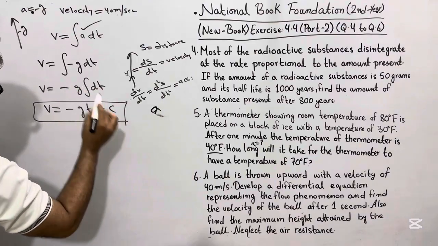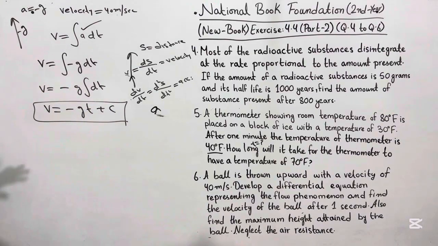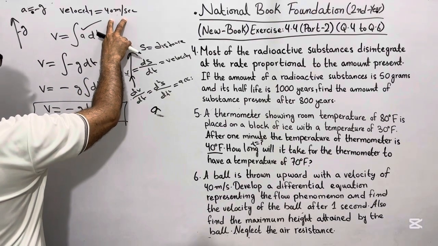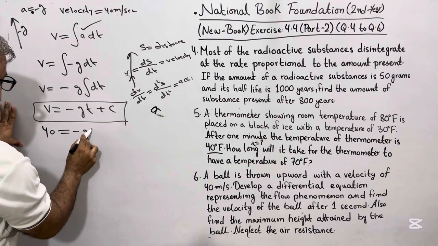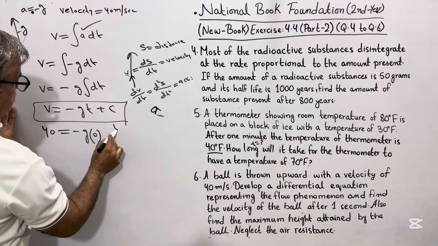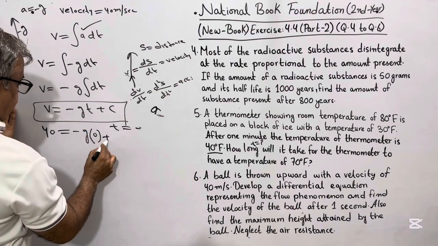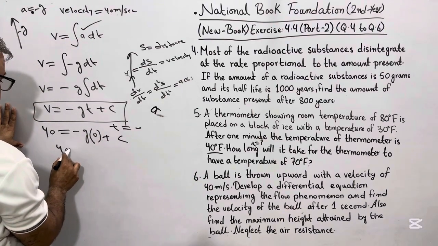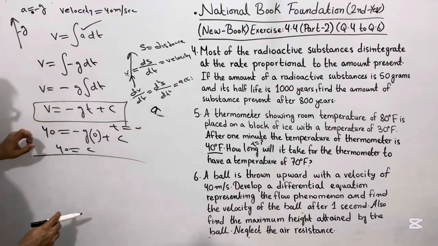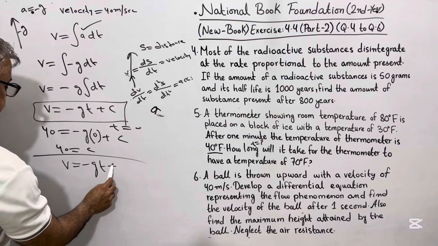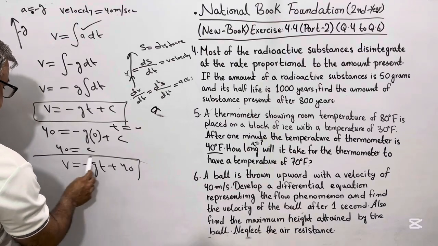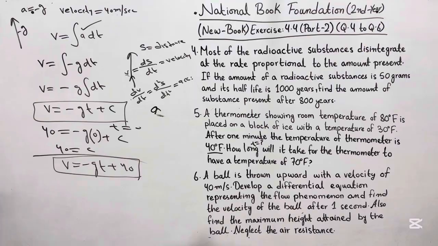It's our equation. Now we have thrown the ball with 40 meter per second. Initially, at the start of the experiment, t is equal to 0, so 40 is equal to 0 plus c. So we have 40 is equal to c. Our equation is going to be V is equal to minus gt plus 40. It is our required velocity.